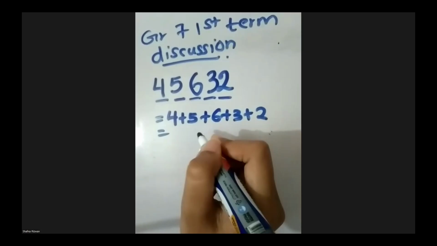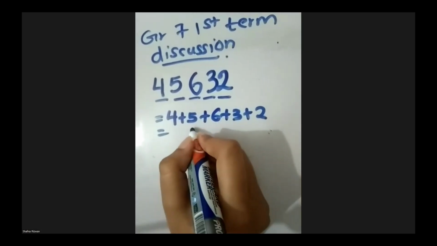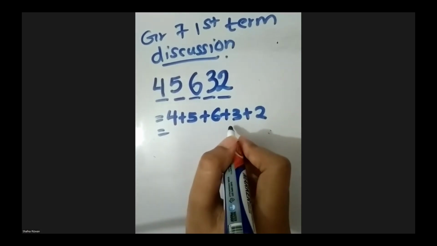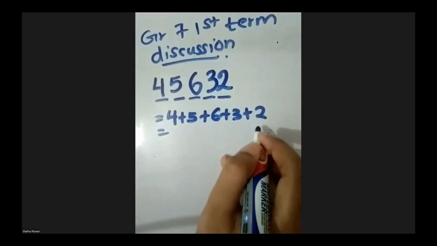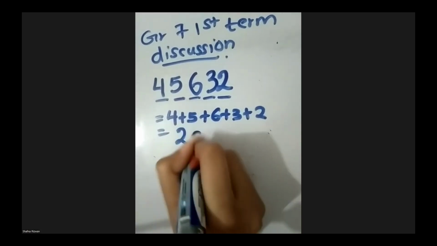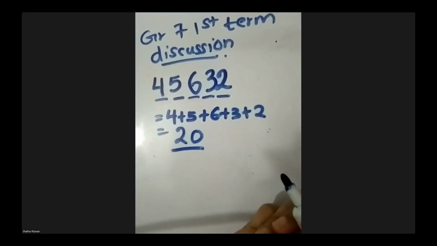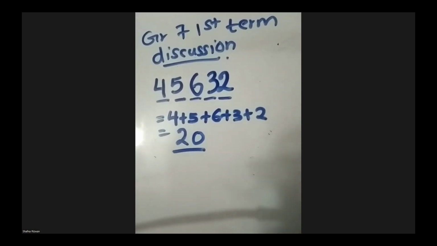Now tell me, 4 plus 5 is how much? 9. 9 plus 6 is how much? 15. 15 plus 3 is how much? 18. 18 plus 2 is how much? 20. So what is the digital root of this number? Remember, the digital root of this number is 20.